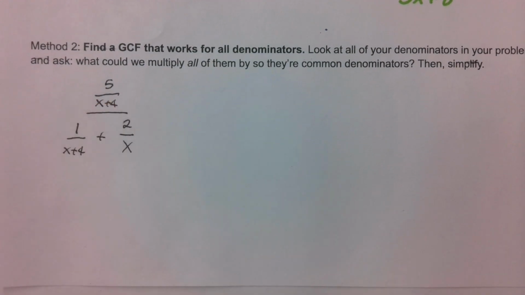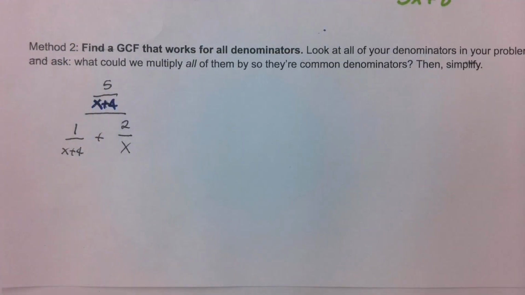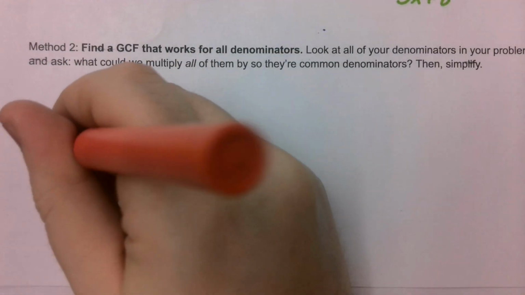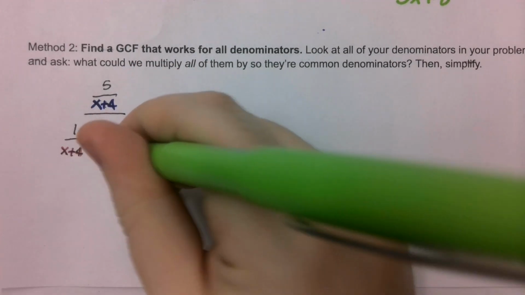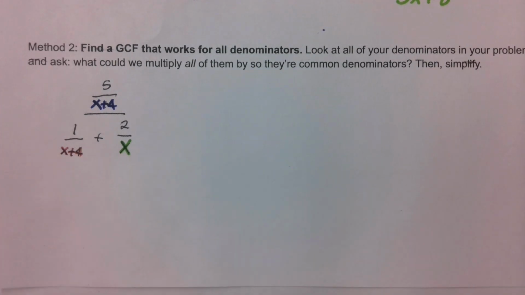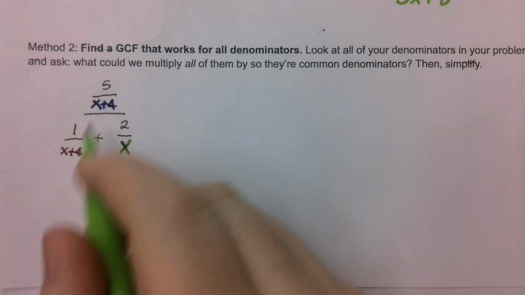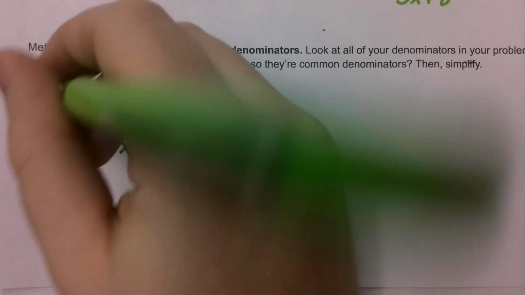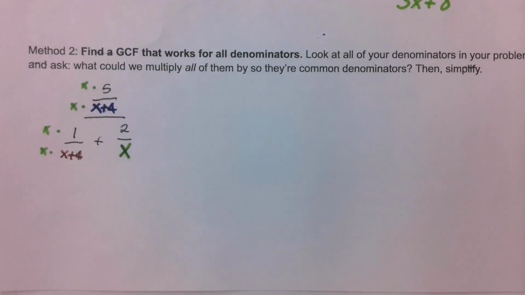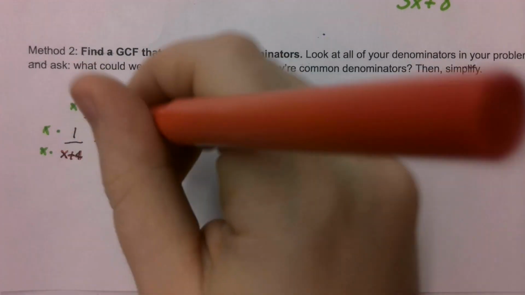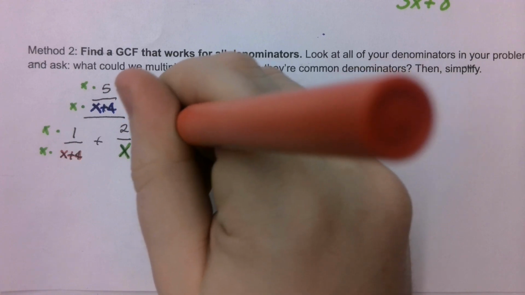We have an x plus 4 here, which again I'm going to color in blue. We have an x plus 4 down here, which I'm going to color in red. And we have an x. So what could we multiply each of these individual fractions by to make those denominators match? Well, just like before, the x plus 4 terms are missing an x. So we can multiply those fractions by x. And the 2 over x is missing an x plus 4.